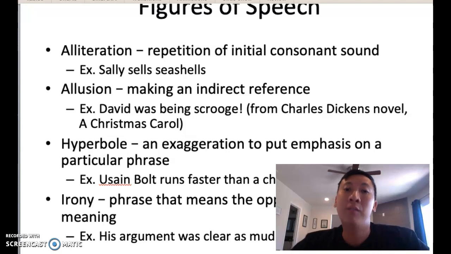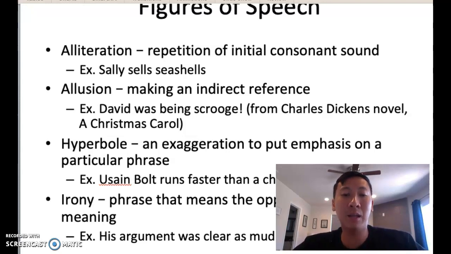The next figure of speech is hyperbole. This is an exaggeration to put emphasis on a particular phrase. Our example is Usain Bolt runs faster than a cheetah. Obviously, he's not a cheetah, but this is also similar to a metaphor, which we'll get to in a few moments. Irony is a phrase that means the opposite of its literal meaning.